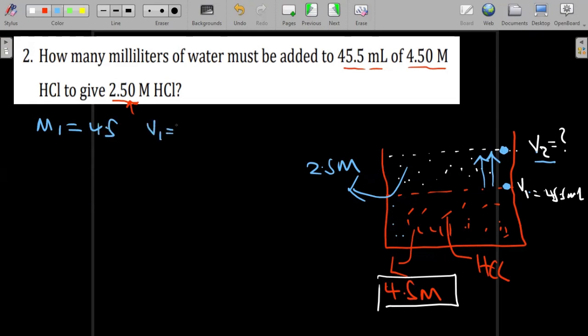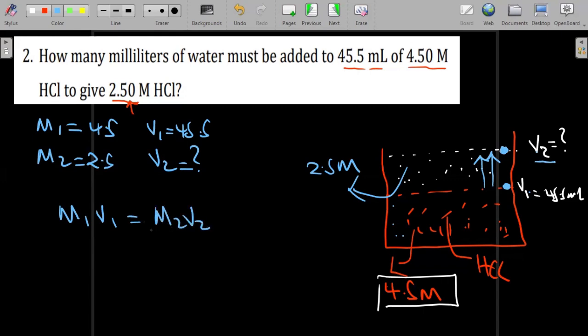Our V1 is 45.5, and our M2 has been given as 2.5, okay? And our V2, we do not know it. So we want to find it, and once we find V2, it will help us find how much water was added. So we're going to use the dilution formula, M1V1 equals M2V2. This formula comes about because the moles do not change before dilution and after dilution; the moles remain constant.